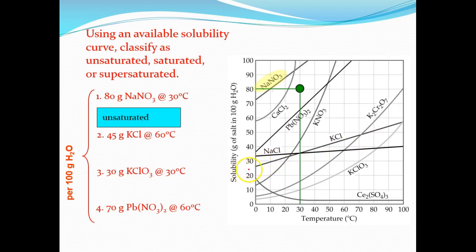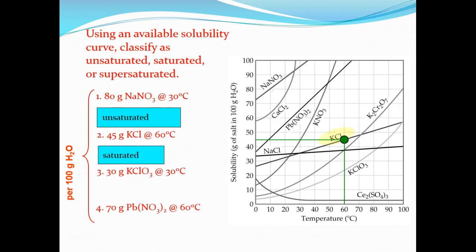When you have 45 grams of KCl, so now here's the line we're looking at right here, KCl, and we're not looking at any line but that one right here. Okay, so we go 60 degrees Celsius at 45 grams, which is approximately right here. And so let me draw my little dot here. All right, and so it falls on the line, so we are saturated.